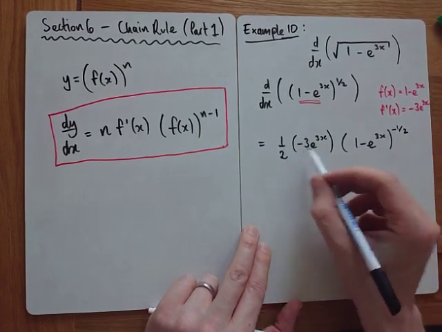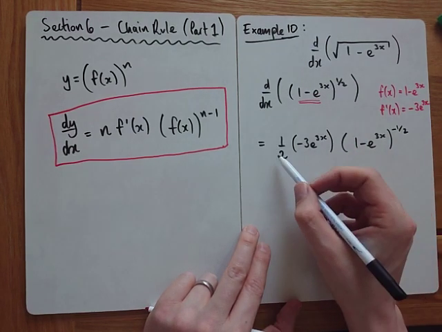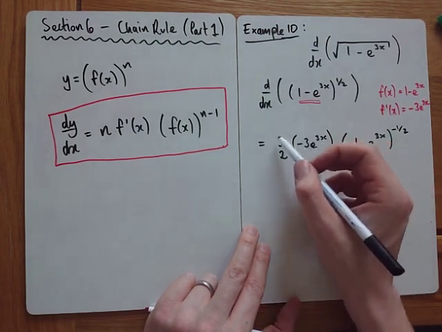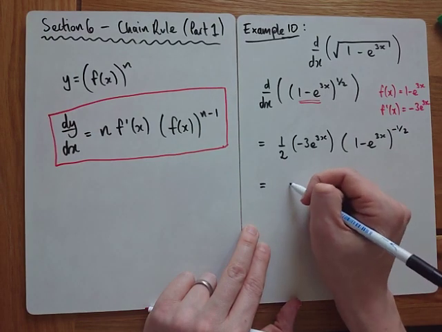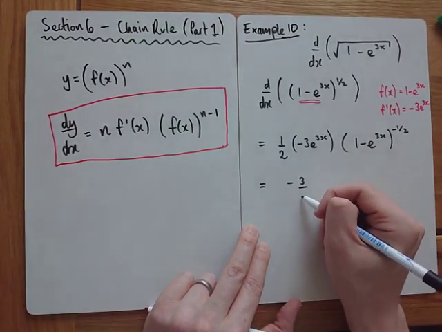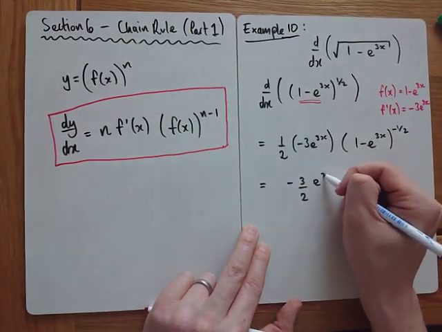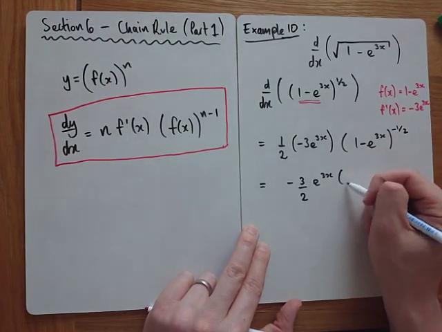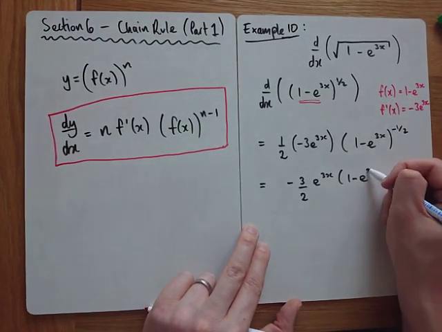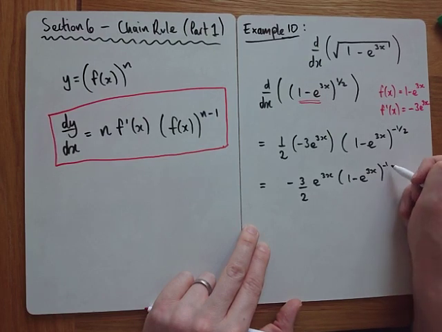Okay, we could tidy this up a little bit and write it in a couple of different ways. Like the main thing I'm looking at is that there. We could write it as minus 3 over 2 e to the 3x multiplied by 1 minus e to the 3x. It's the minus a half.